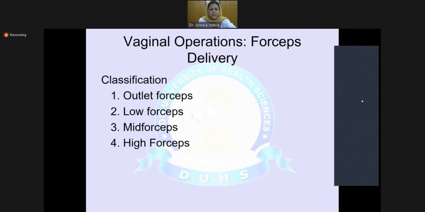We just don't use forceps that much now, but initially we had outlet forceps, low forceps, mid forceps, and high forceps. Sometimes the high forceps and the mid forceps carried a lot of complications: lacerations, trauma, bleeding, everything. So now it is really not in practice to conduct the delivery with that type of forceps, other than the outlet forceps, when the head is visible at the level of the introitus and you need to ease out the delivery by the application of the outlet forceps.